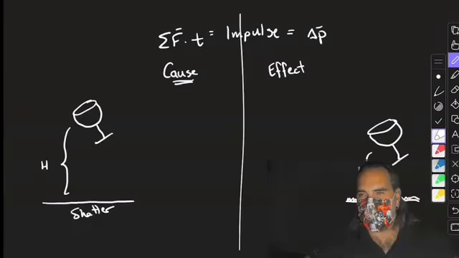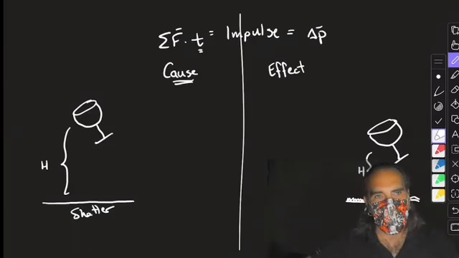The tile floor applied the same impulse to the glass as the carpeted floor. But the tile floor stopped the glass sooner. But to do so, it had to apply a greater force. It was force that broke the glass, not the impulse.